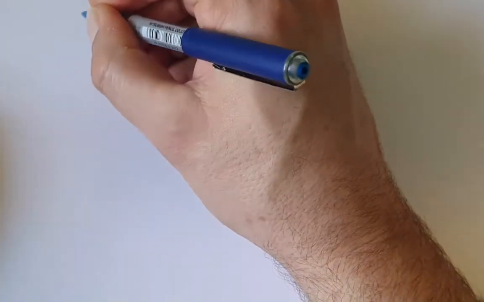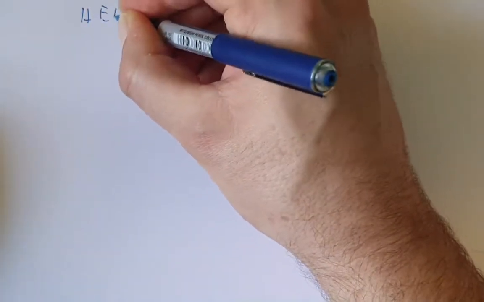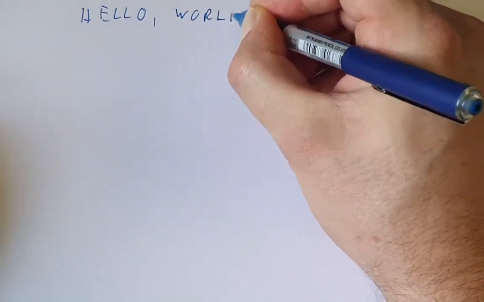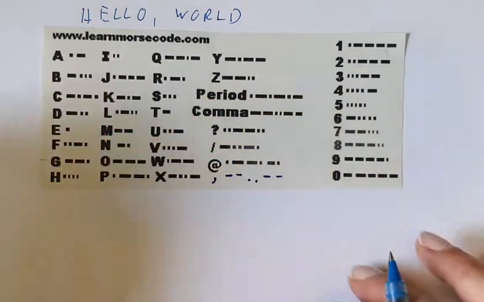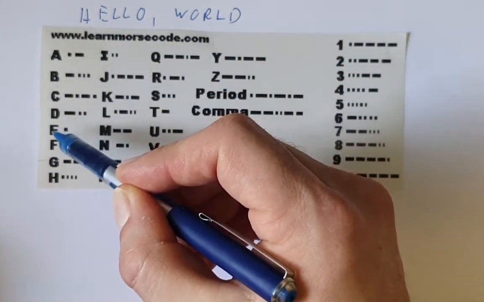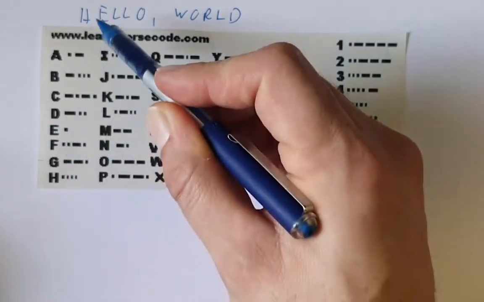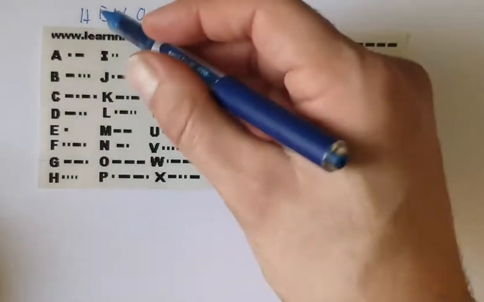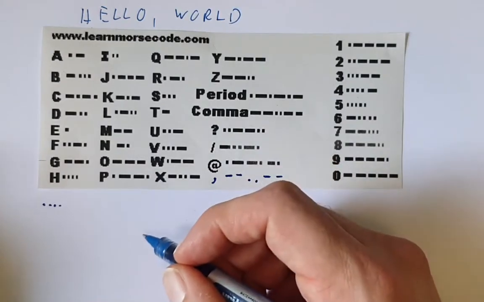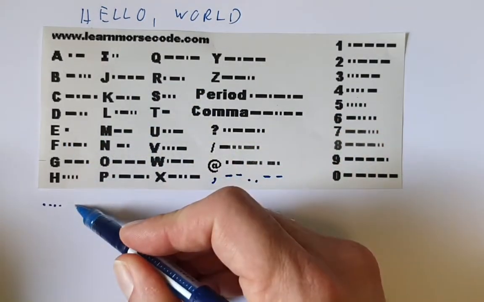Let's convert the famous sentence "Hello world," known from any computer language, to Morse code. So H-E-L-L-O, comma, world. What we need for that is the lookup table for the Morse code. And then we just take each character, look it up in the table, and replace the character with the according Morse code. So H is here, four dots. E is here, one dot.